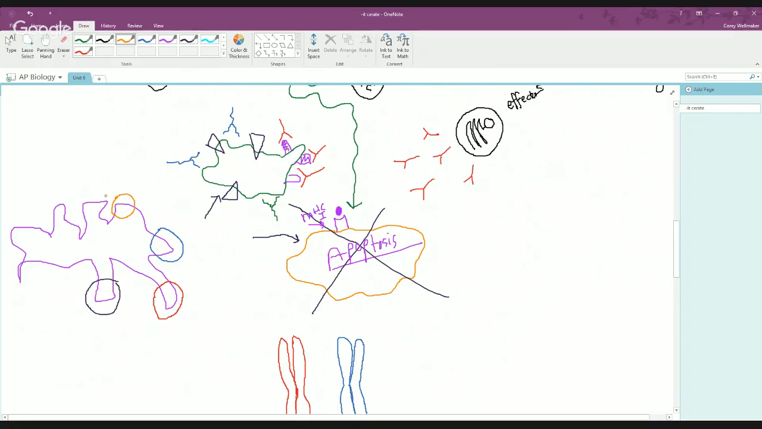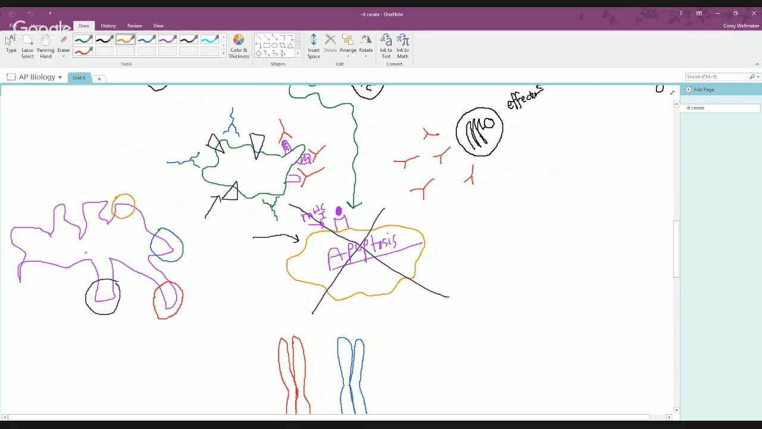So you get the point, is that one single antigen can activate hundreds of different B cells, which will secrete their own antibodies that target that one specific region of the antigen. So that's what an epitope is.